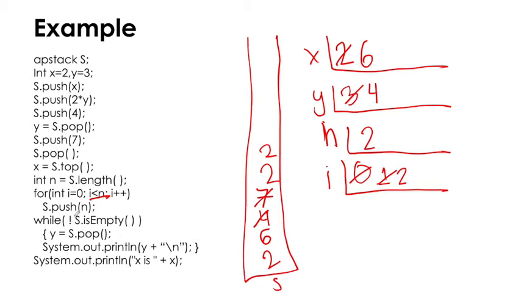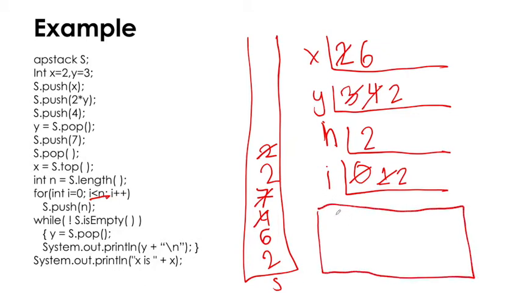So while the stack is not empty, y will take the value of the pop, or the top of the stack, and it will be popped, and then we will print out y, the value of y. All right, so let's begin. The stack is not yet empty, so let's pop. Y will have the value of 2, and then the value of y, this is the output.